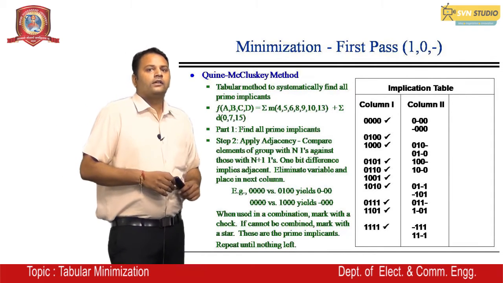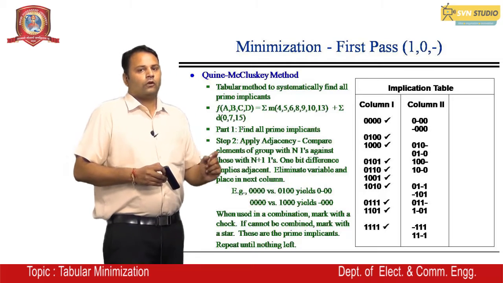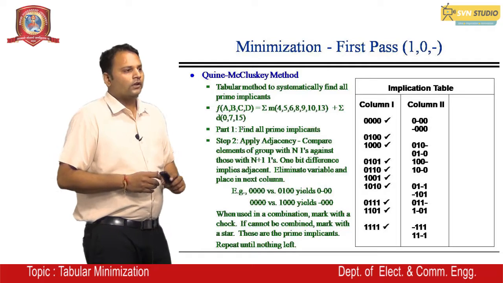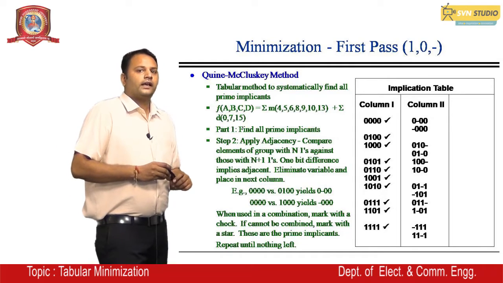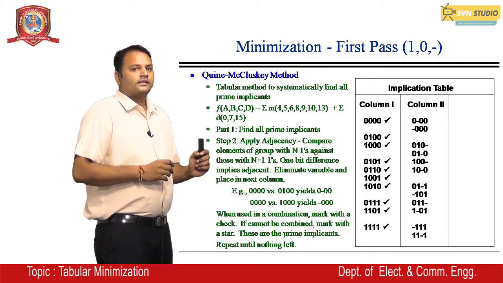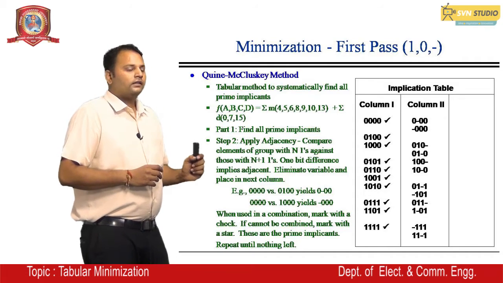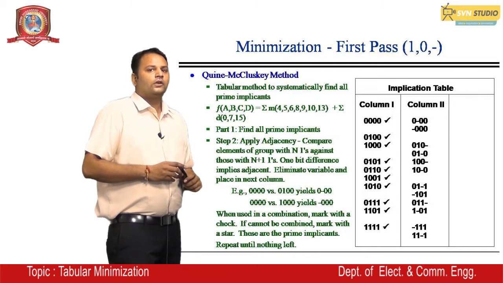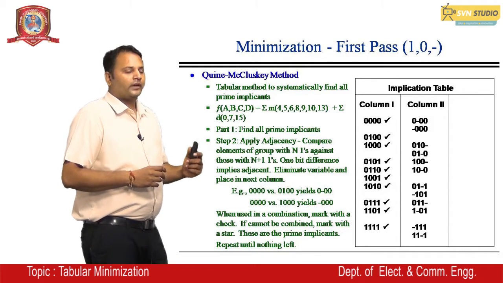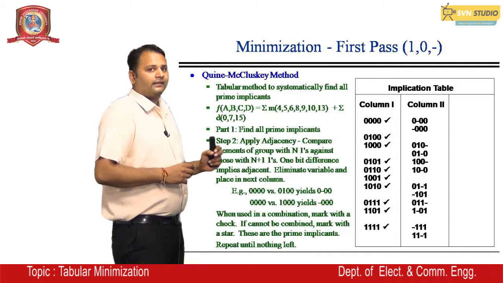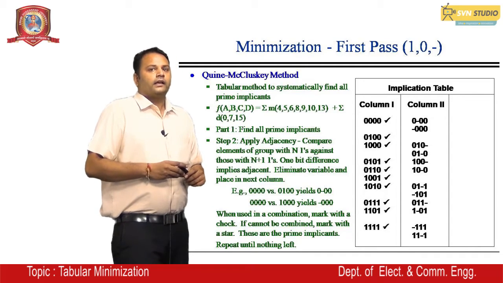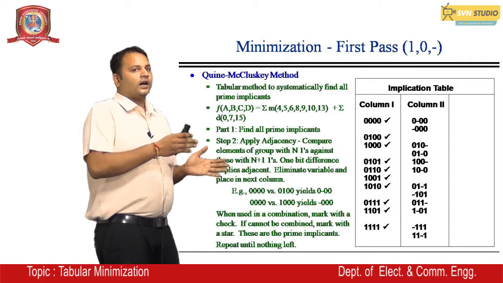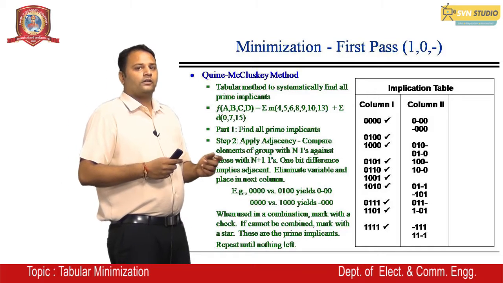Now we can see that in the first column all the variables are 0. Second, 0100 and 1000, then 0101, 0110, 1001, 1010, then 0111, 1101, and the last is 1111, four times 1. In the implication table, we have to compare each term with the others and see where the ones are not used.